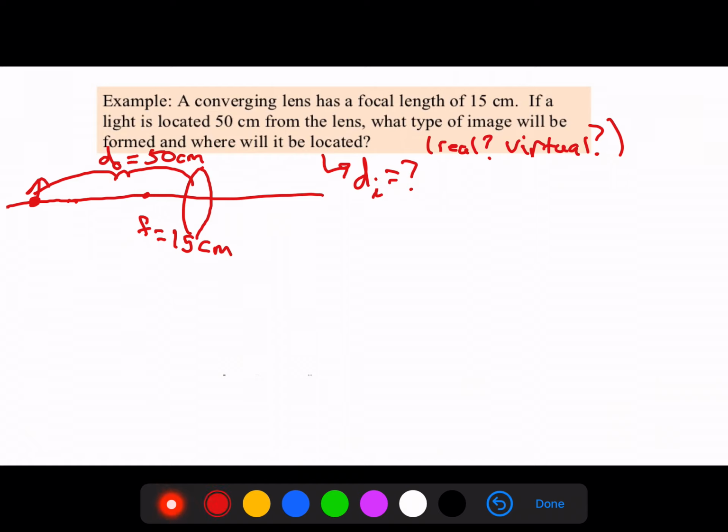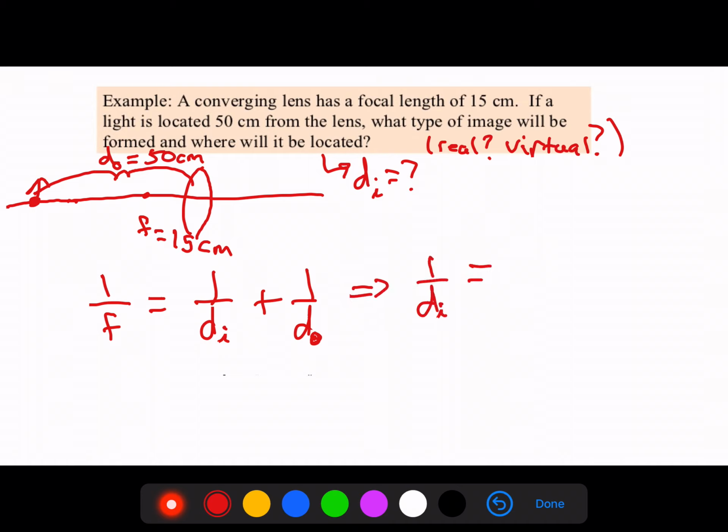We're going to take the thin lens equation, 1 over f equal to 1 over di plus 1 over do, and we're going to plug in the values that we see. If you do this, then, well, let's solve actually for di. So this implies that 1 over di is going to be equal to 1 over f minus 1 over do.